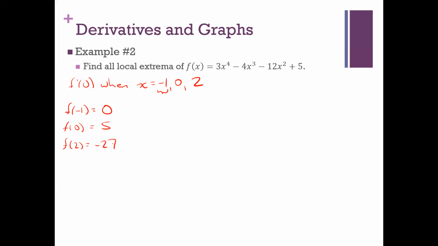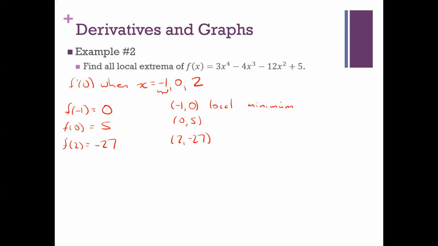Yeah, okay. So now that I have those 3 points, so now I have these points, right? -1, 0, 0, 5, and then 2, -27. What kinds of points are these? Let's start with -1, 0. What kind of point is that? A local what? What's that? And why is that?